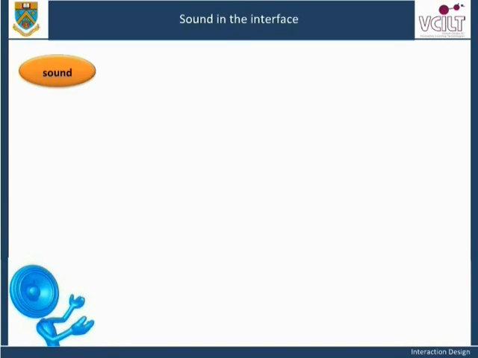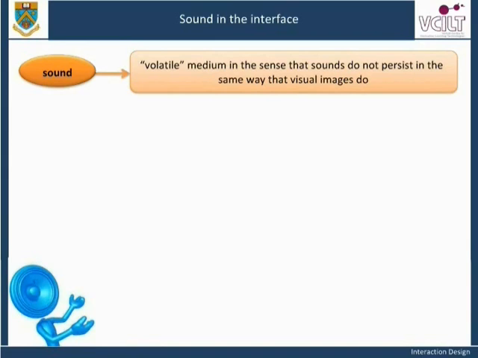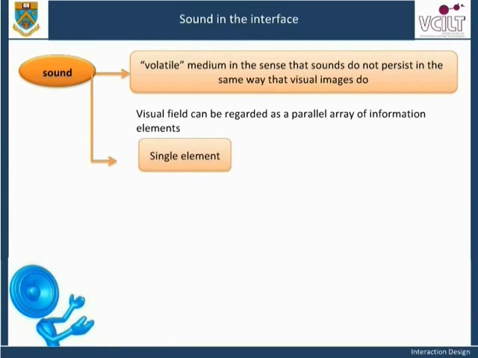In contrast to vision, sound is a volatile medium in the sense that sounds do not persist in the same way that visual images do. Or, to put it another way, the visual field can be regarded as a parallel array of information elements, each of which may remain constant or may vary over time. Sound, on the other hand, can be seen as a single element described by its pitch, timbre, and intensity that may vary over time, and the rate at which it varies or carries information or is perceived is not under the control of the listener. Its potential as a means of conveying information and the amount and type of information that can be carried is therefore rather different from that of the visual channel.